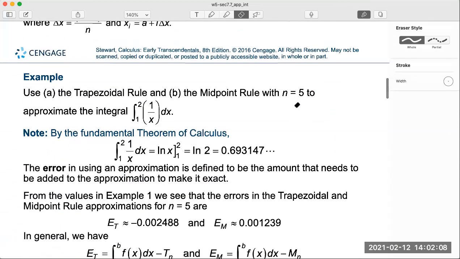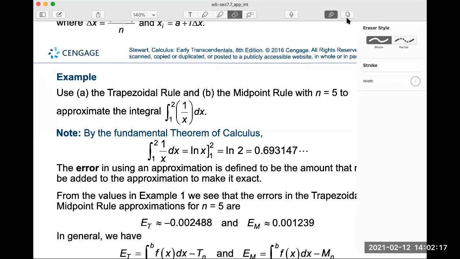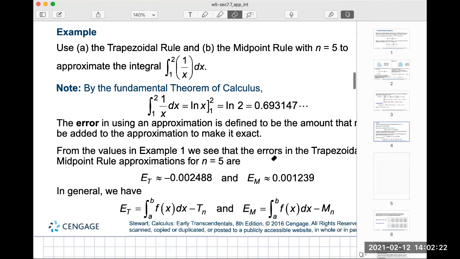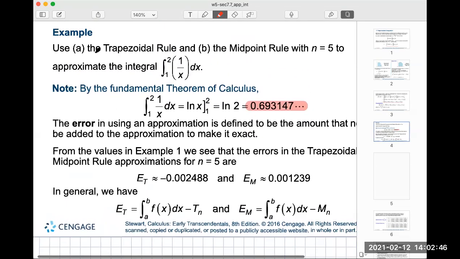Now let us take an example and study it. Suppose we want to compute this integral numerically. If you do this by taking the antiderivative of 1 over x, which is natural log of x, from 1 to 2, it's easy. It is natural log of 2. Use your calculator and you see that it will give us this number. Now, let us try using the trapezoidal rule and midpoint rule and see how it looks.